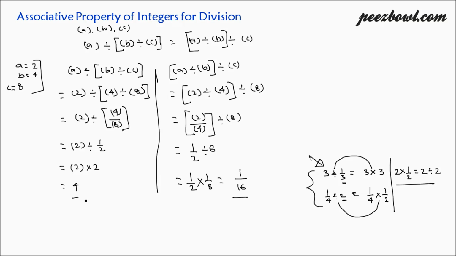So on my left hand side we have got 4, and on my right hand side we have got 1 upon 16. 4 is not equal to 1 upon 16. And so this property is not true for division. This is false. You can try different examples also. You can put different integer values at the place of a, b and c, and try to match whether you have left hand side value equal to your right hand side value or not, and you will find that this property is false for the entire range of integers. Associative property of integers is false for division.